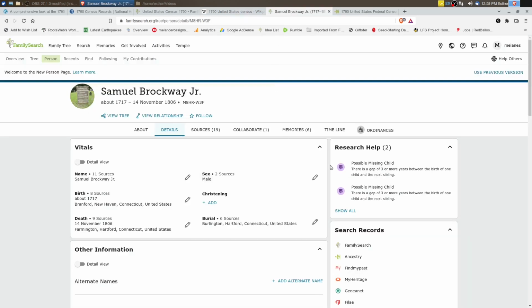I have this person, Samuel Brockway, who lived in Connecticut. So I know that he should be in the 1790 census because Connecticut has been preserved, and he was born in Connecticut, he died in Connecticut, so a pretty good chance that he was living in Connecticut when the census was taken. And sure enough, the sources for Samuel Brockway on FamilySearch include a link to the 1790 census.